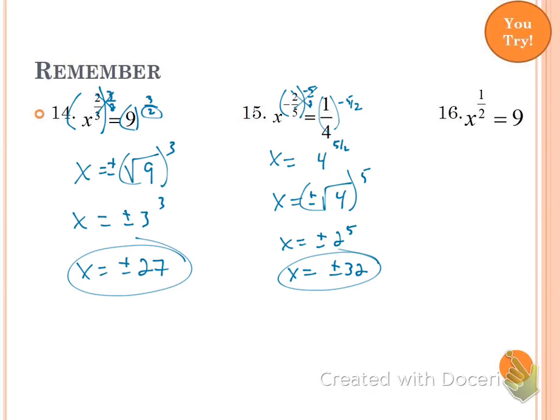Okay? All right, 16. Raise this to the 2 over 1 power, or just square both sides, right? Square 9, you get 81. We don't need a plus or minus because we're not even rooting the variable. Okay? So there, we're done.